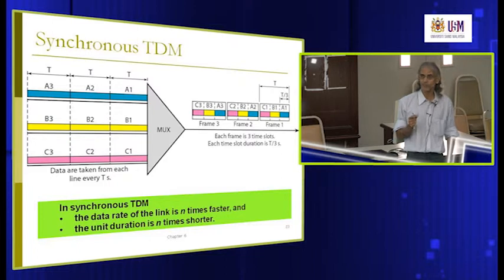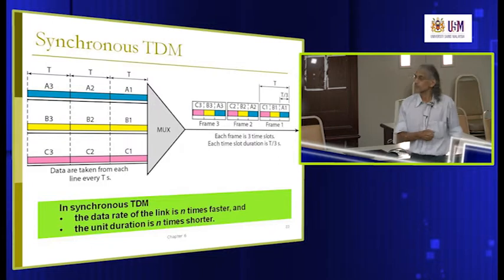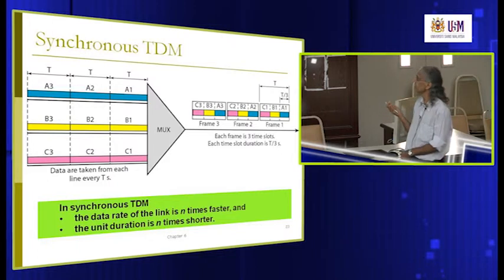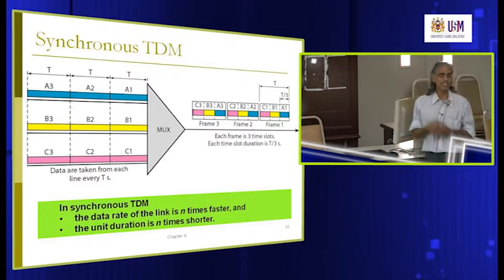The data will be for a small amount of time. So you read for 1 millisecond, for example here, A1, and then put the data in the frame. Read 1 millisecond from B, put data here. Read 1 millisecond from C, data here. Put it into a frame and then send it out. Okay? So of course, this link must be n times faster than the individual line. So if you have three lines coming in at n, then the output must be n times faster, right? To make sure it can capture all the data.